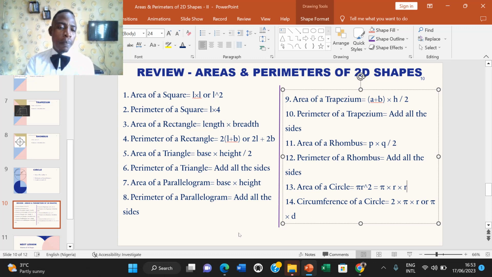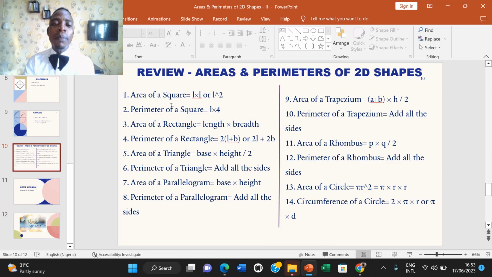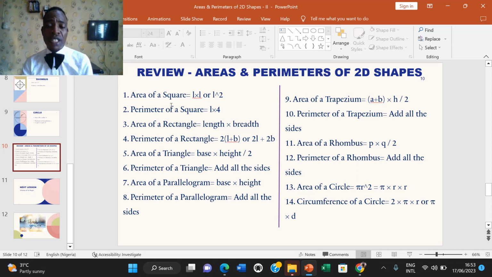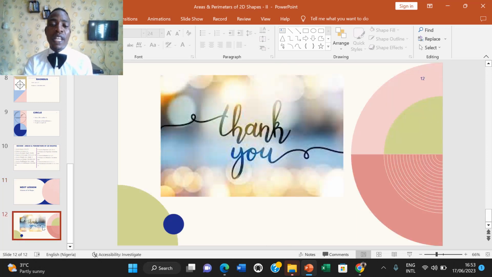So I will be bringing this session to a close. The next lesson will be on volumes of 3D shapes. Remember, to know the area or perimeter of these shapes, all you need is to picture the shape, analyze it, and generate the formulae from what the shape looks like. Okay, so in the next video that I'll be sharing on this channel, I'll be sharing on the volumes of 3D shapes.